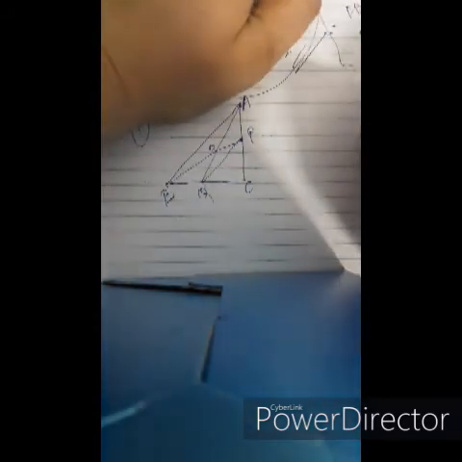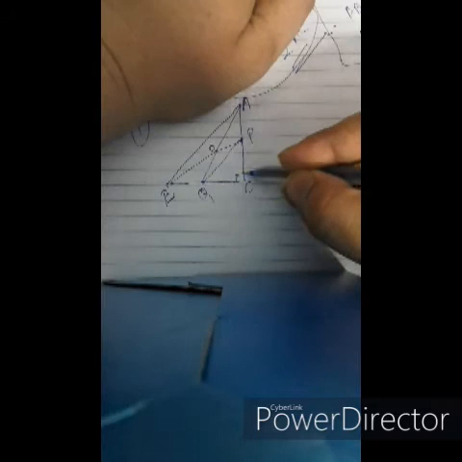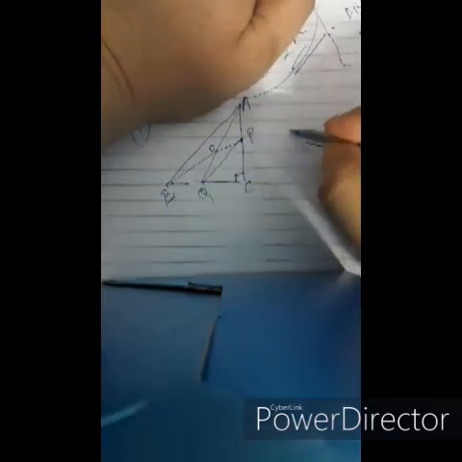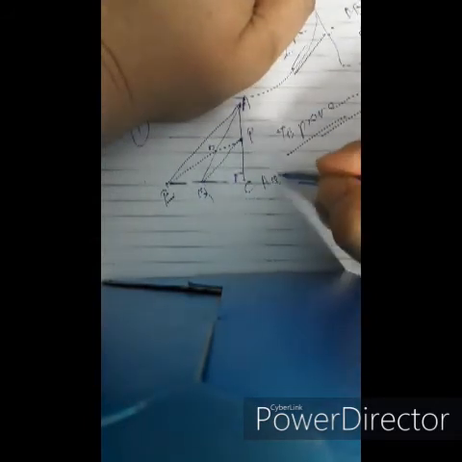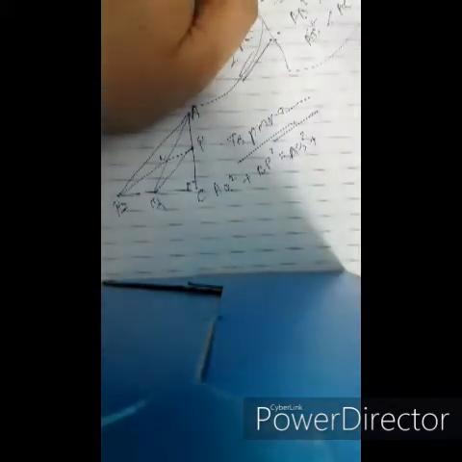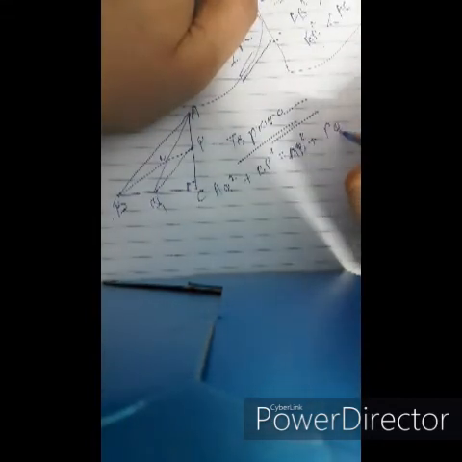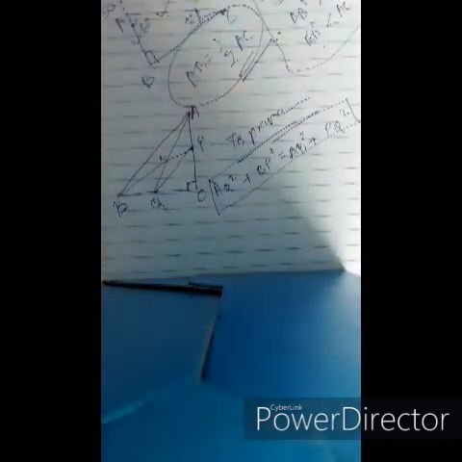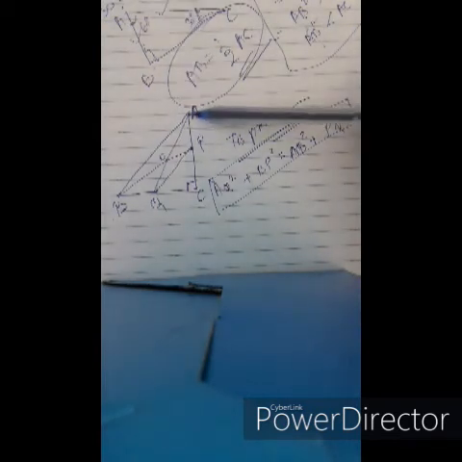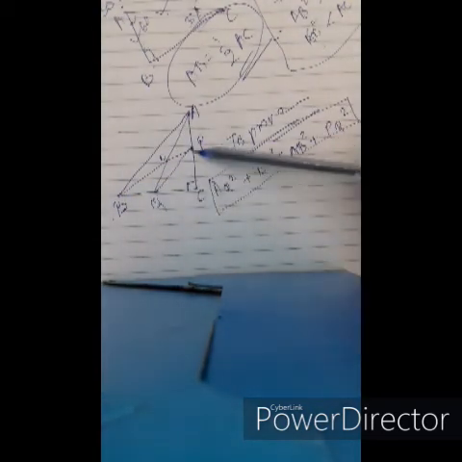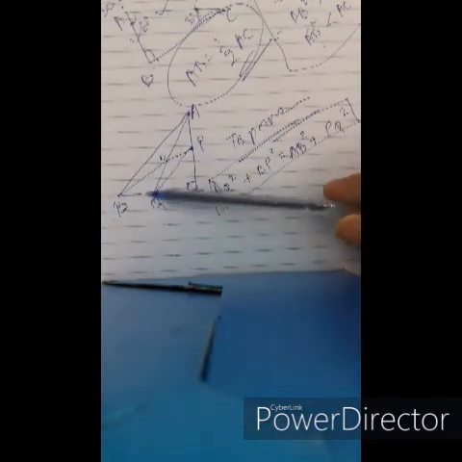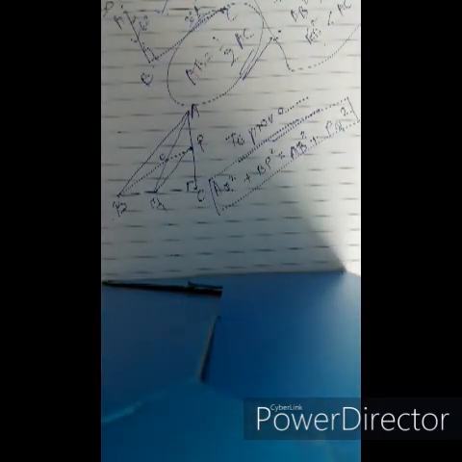We have to prove ABC is right angled at angle C. This is a right angle, 90 degrees. We have to prove AQ square plus BP square equals AB square plus PQ square. We have to prove this. AQ square plus BP square equals AB square plus PQ square. So how do we do that?